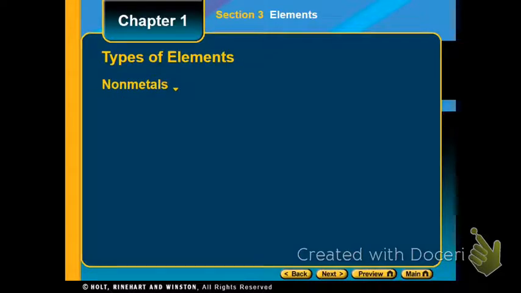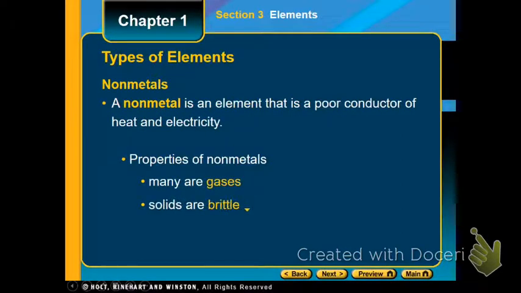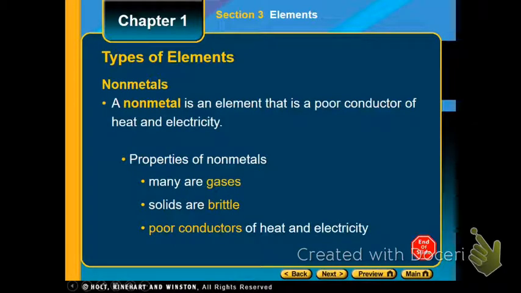Moving on to our nonmetals. Nonmetals are going to be poor conductors of heat and electricity. And with our nonmetals, we have solids, liquids, and gases going on within the nonmetals. Many of them are gases, but we do have some solids, and if they are in the solid state, they are going to be brittle, which means they break easily, and these are poor conductors of heat and electricity.